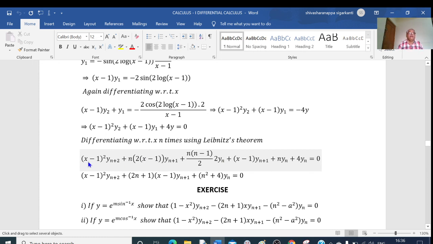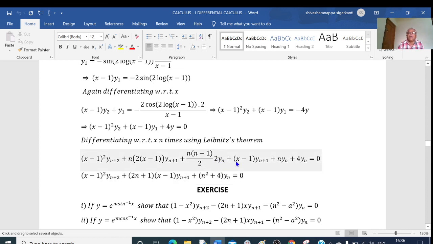So that is (x minus 1) whole squared into y(n+2) plus, this is one y(n+1) term and this is one y(n+1) term. In these two we have (x minus 1) y(n+1) as a common factor. What remains in this term is 2n plus 1. So (2n plus 1) into (x minus 1) into y(n+1), plus the yn terms.